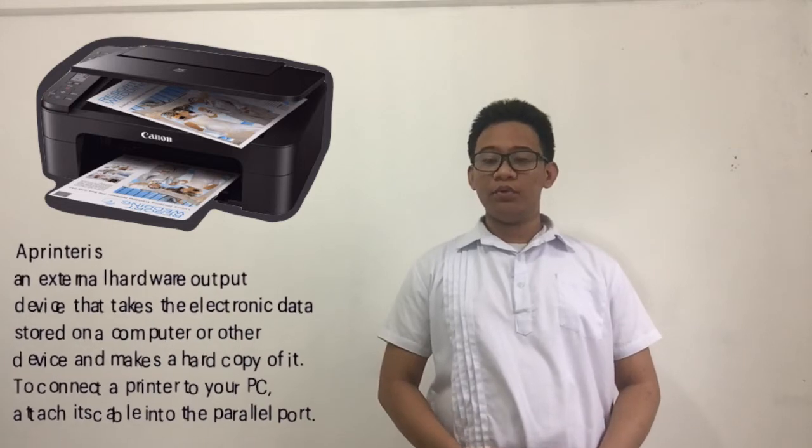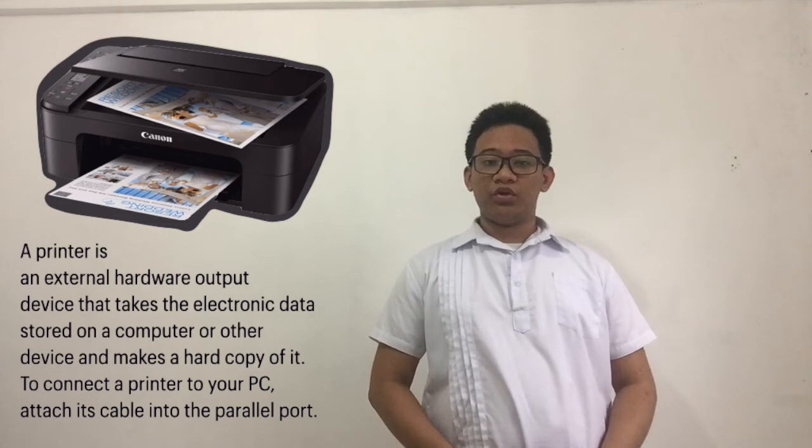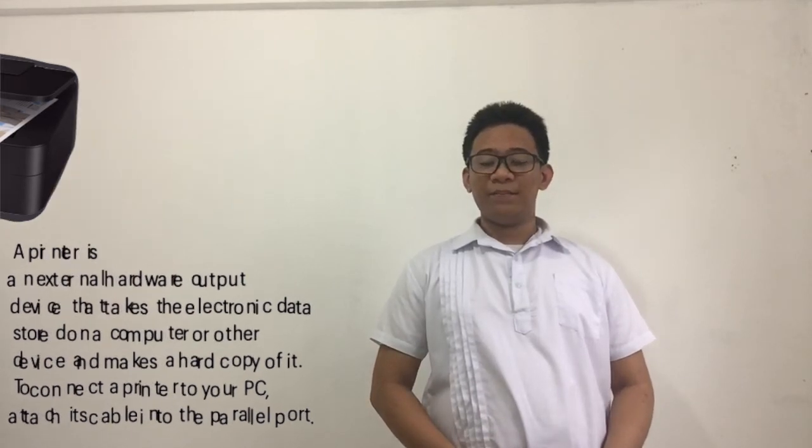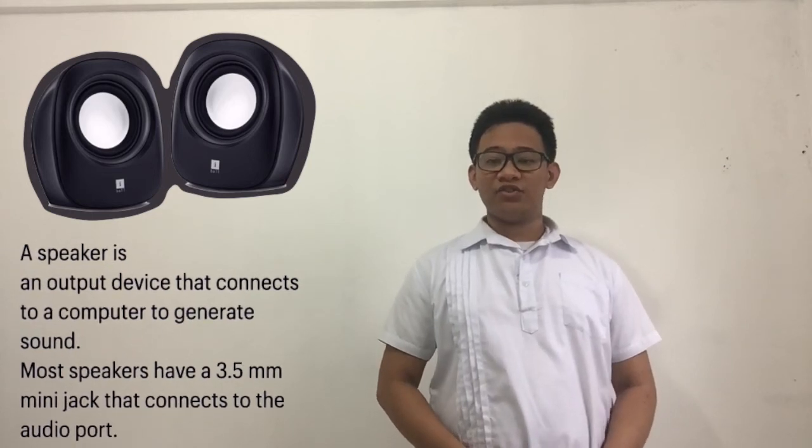Printer. A printer is an external hardware output device that takes the electronic data stored on a computer or other device and makes a hard copy of it. To connect a printer to your PC, attach its cable into the parallel port. Speaker. A speaker is an output device that connects to a computer to generate sound. Most speakers have a 3.5mm mini jack that connects to the audio port.